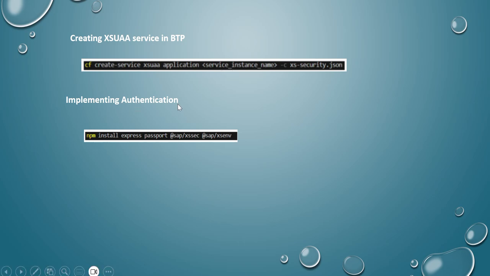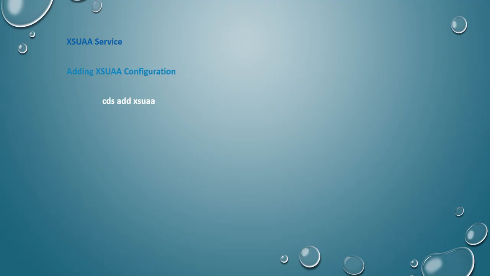To implement the authentication, initially we have to install @sap/xssec and @sap/xsenv. These two packages are required. Next, to add the XSUAA service, the initial step is cds add xsuaa. It will generate an xs-security.json file if it's not there. If it's there, whatever authorizations you defined in your service will be mapped to your xs-security.json. How it's mapped, I will show you in the bash in real time.